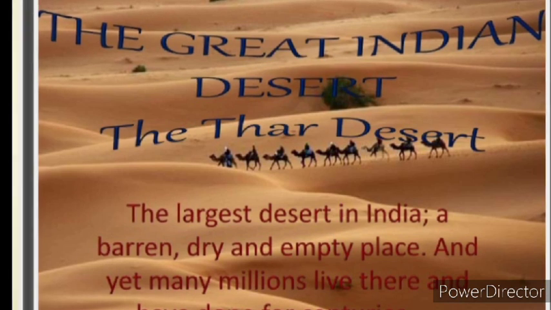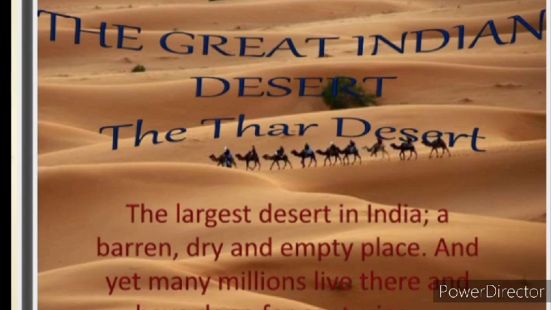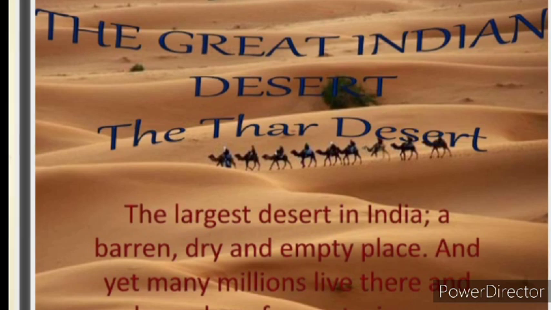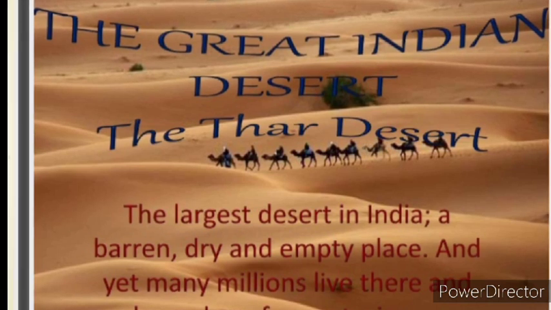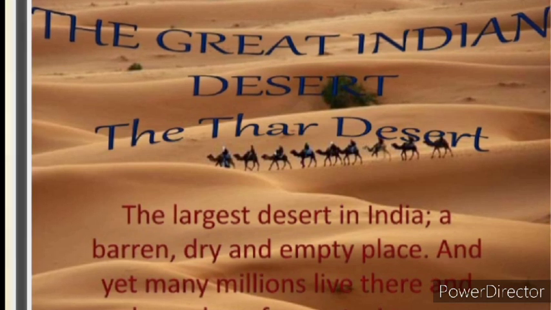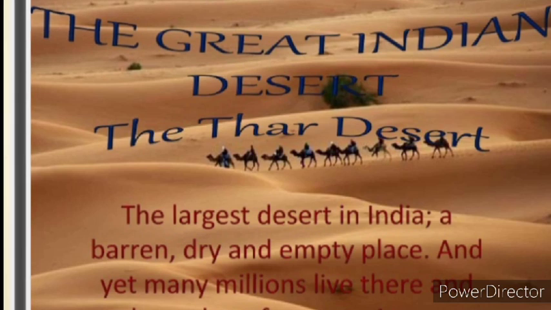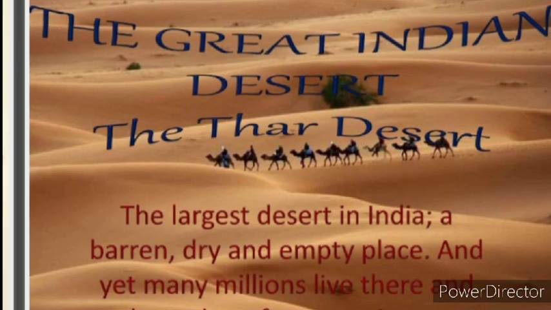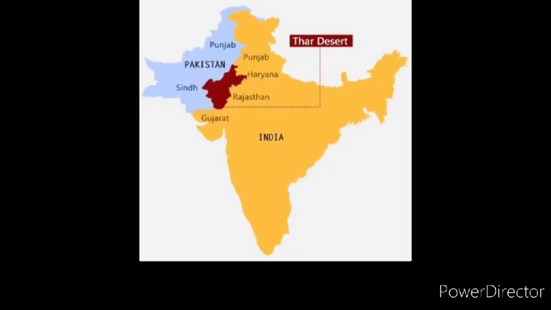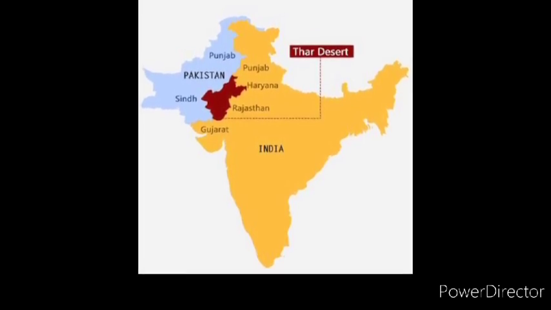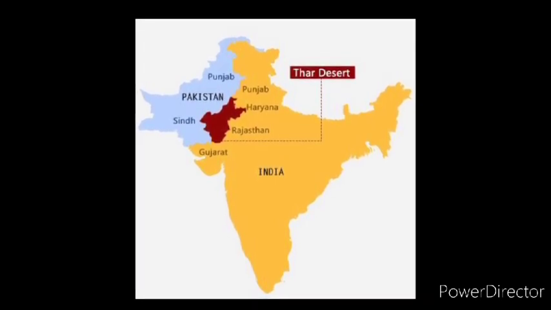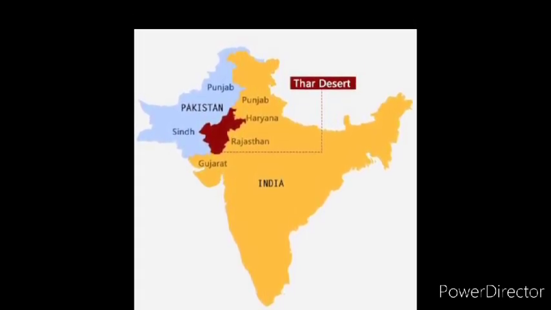Now we shall learn about the location of the desert of India. We call this the Great Indian Desert, or it is also called the Thar Desert. It is the largest desert in India, a barren, dry and empty place. So this land is very, very hot with a vast quantity of sand. We can locate that a large part of Rajasthan is a desert. This desert is named the Thar Desert.